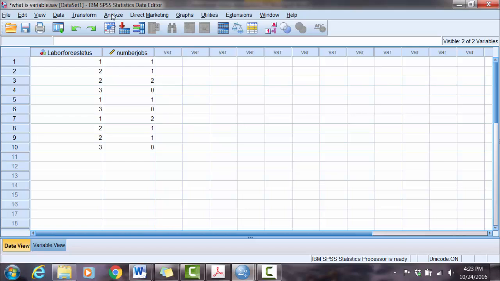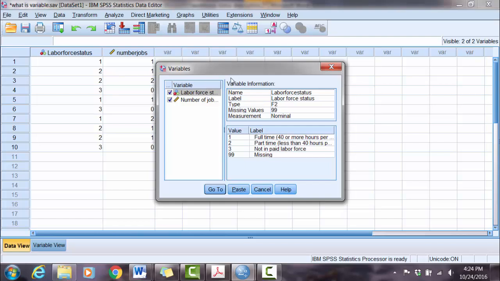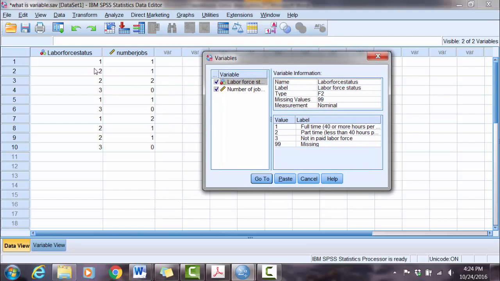I wonder if I can pull this up really quick. So there's labor force status there. Now I can have it on the screen at the same time. So one is full-time, two is part-time, this person is also part-time, this person is not in the paid labor force. See how this matches up. Here's the variable number of jobs. So now we have the detailed information that this person works full-time and they just have one job. This person is part-time with one job. This person is part-time, but they work two jobs. So they work two different jobs and still work fewer than 40 hours a week.